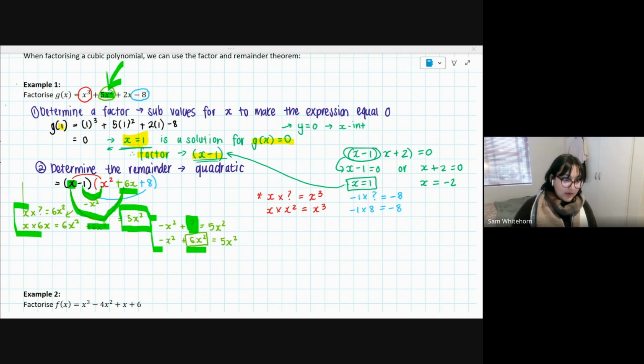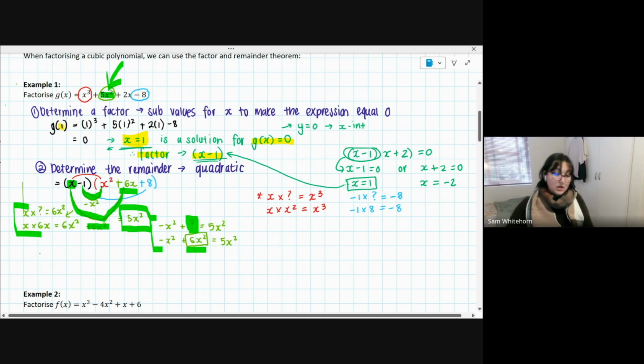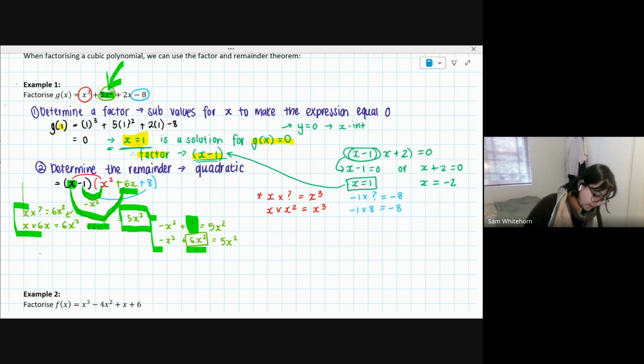Okay, so guys, now that we found our quadratic, the third and final step is to factorize our quadratic, if we want to do that.